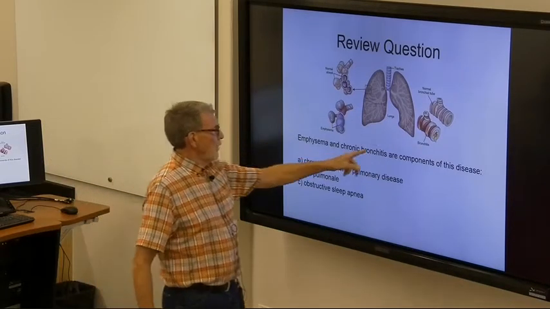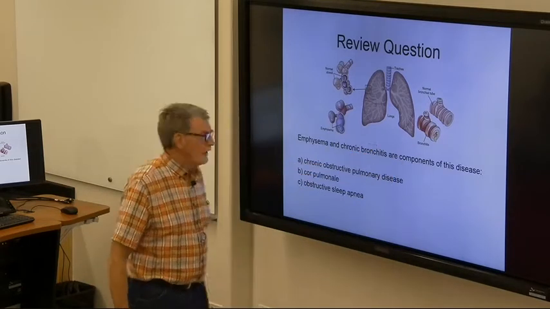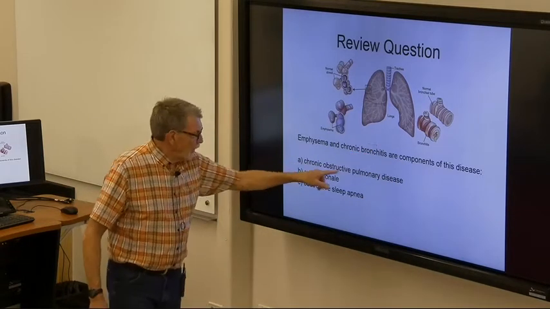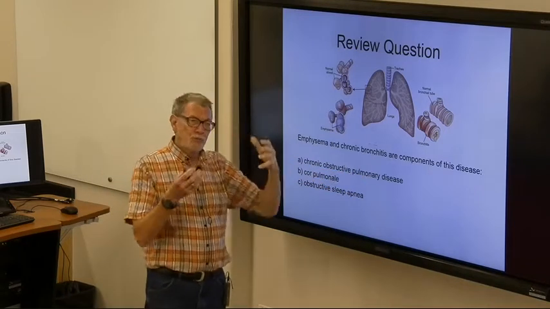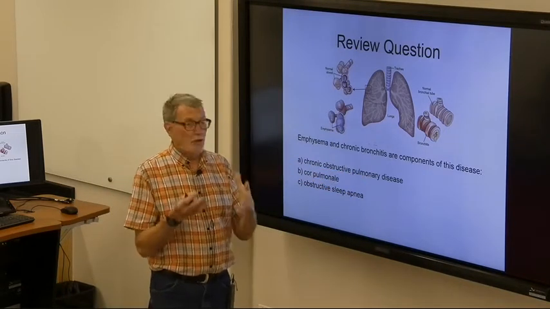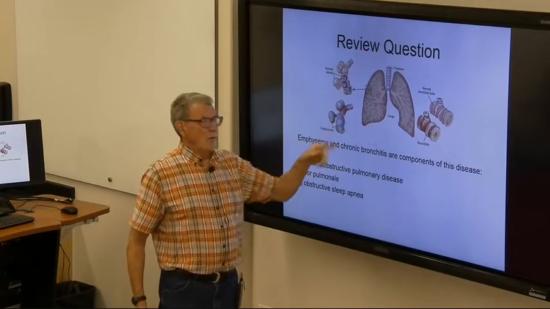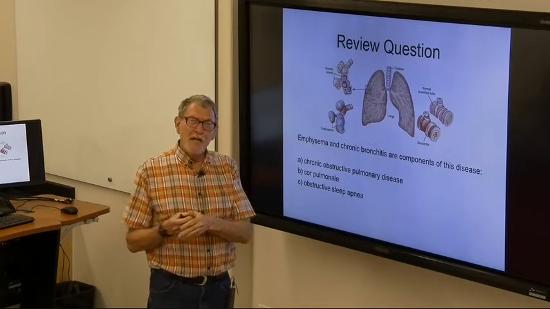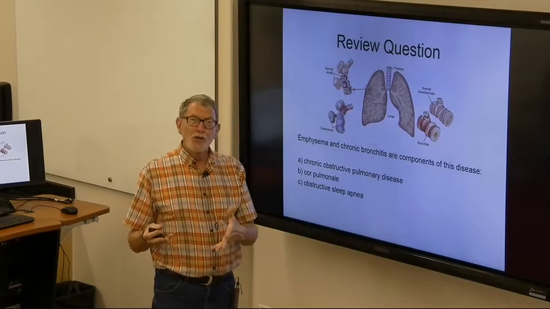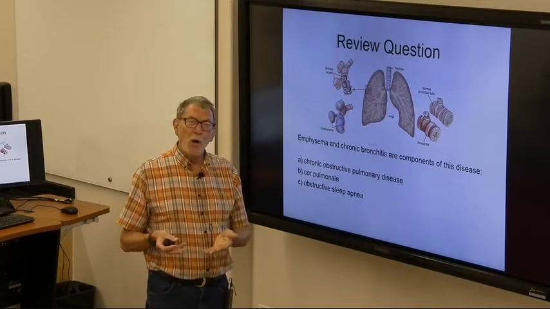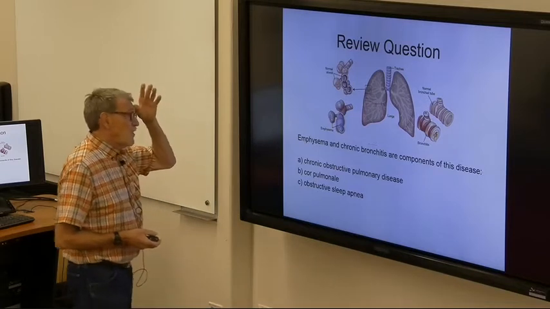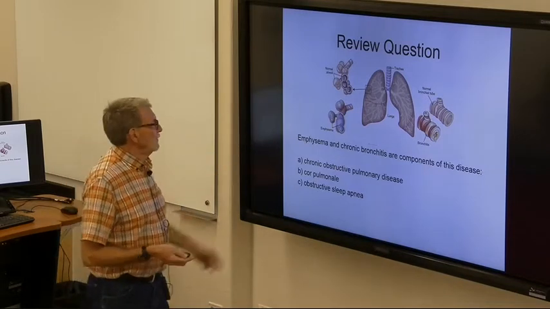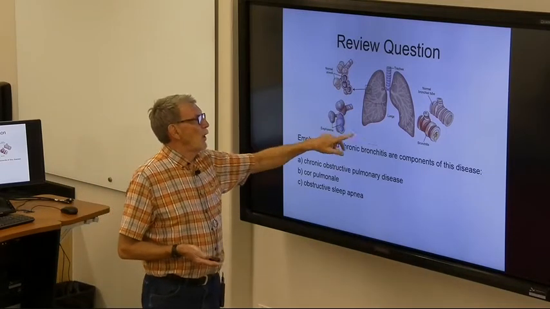Emphysema and chronic bronchitis are components of what disease? COPD. Emphysema, the tissue melts away and you have big holes in there. Chronic bronchitis means it's constantly inflamed. It leaks a lot of goo in there and blocks the small airways with mucus plugs. And they usually go hand in hand. Very often, if you have one, you have both.